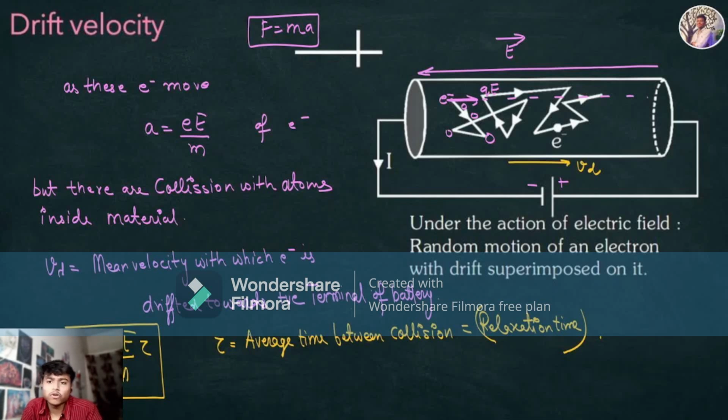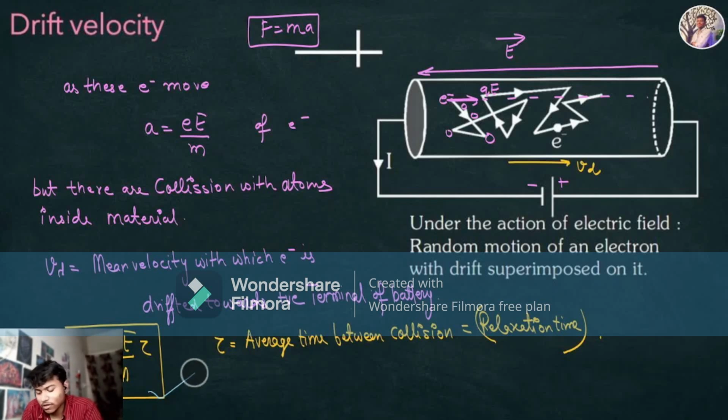Now, what is drift velocity? This is for the electrons. There is random motion of electrons inside the conductor, and they acquire a speed known as collision speed, taken as an average between the times of collision. So we find the relaxation time, and then we can find the drift velocity.